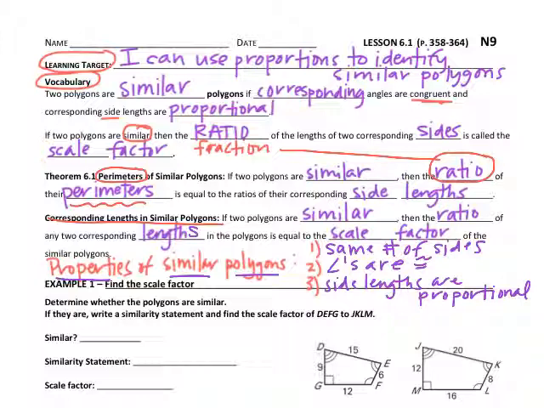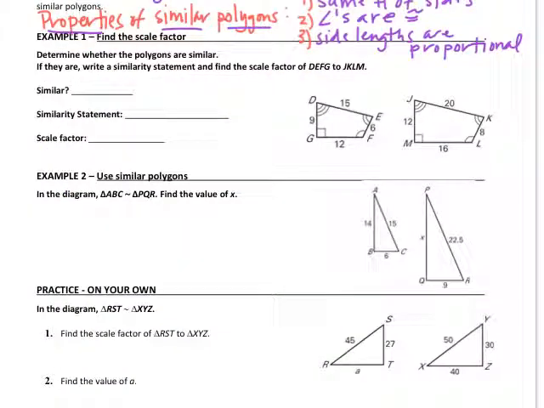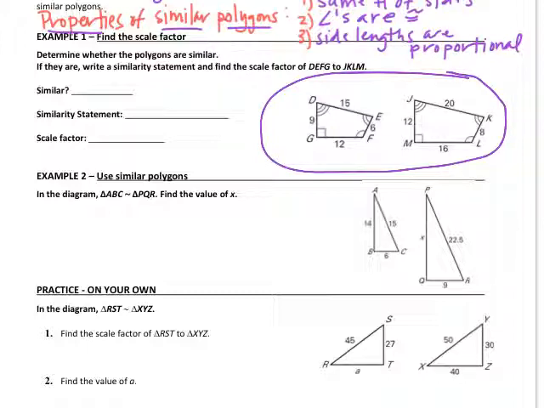We're going to take a look at example 1. Example 1 asks us to find the scale factors. So we need to determine whether these two polygons over here are similar. And if they are, we're going to write a similarity statement, and we're going to find the scale factor of this polygon here to this polygon here. So if you look at the side lengths, you can see that this polygon DEFG is smaller than JKLM. So we need to set these up in a fraction. So over here to the side, I'm going to set 15 over 20, and then I'm going to reduce that.